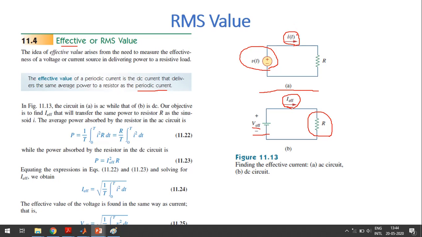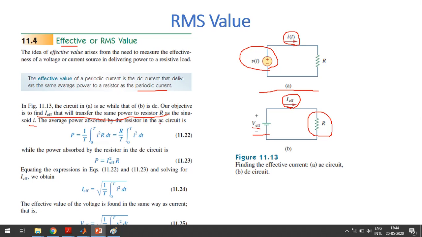So we are going to find out the effective value of this periodic current. Here the first circuit is AC and the second one is DC. Our objective is to find the I effective value that will transfer the same power to the resistor as the sinusoidal current i.